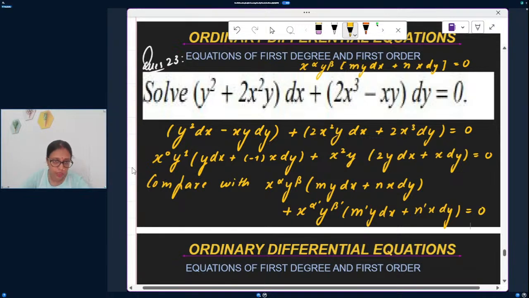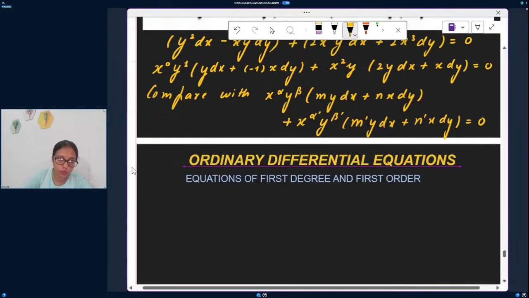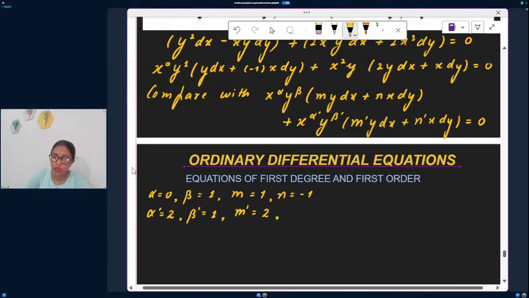Write down all the values by comparing. What are all the values you are getting? Alpha is 0, beta is 1, m is 1, n is minus 1, then alpha dash is 2, beta dash is 1, m dash is 2, and n dash is 1.